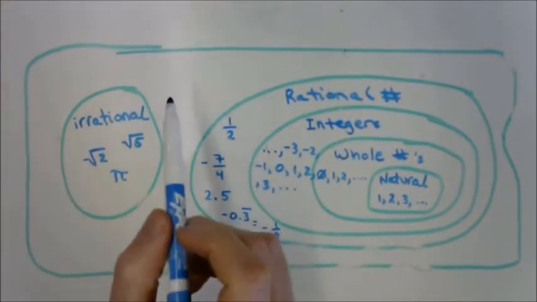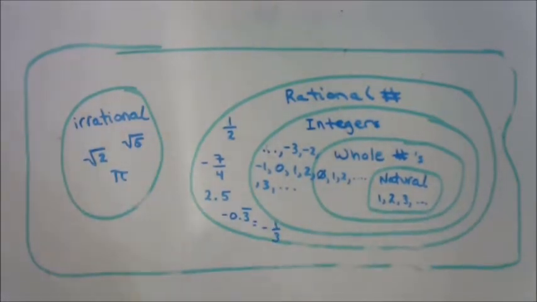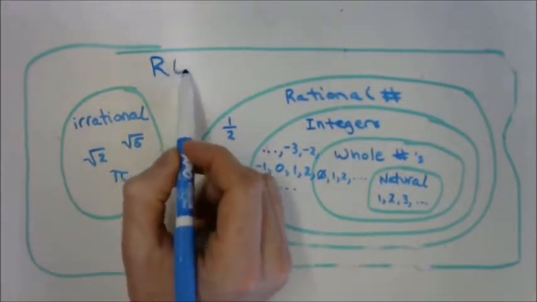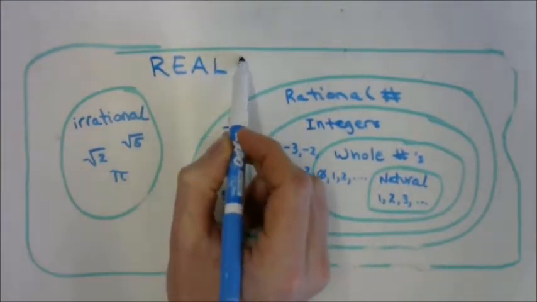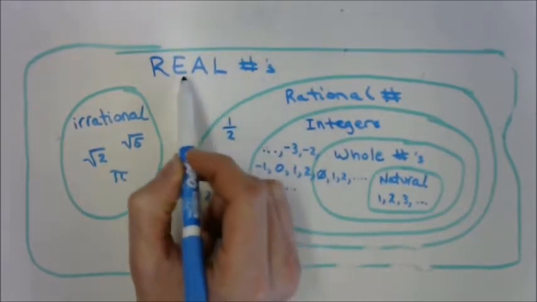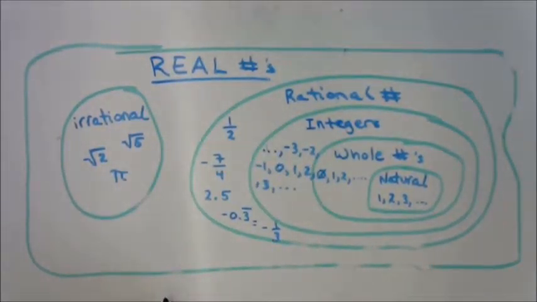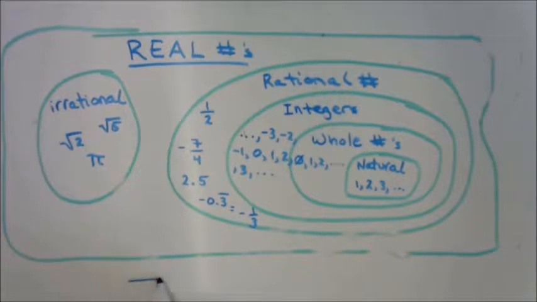Okay. What do all these numbers fit into? What's the biggest category? The only word you have left. Real numbers. These are all real numbers. That means they really exist somewhere on the number line. Even e. But i does not exist, though. i is an imaginary number, not a real number.